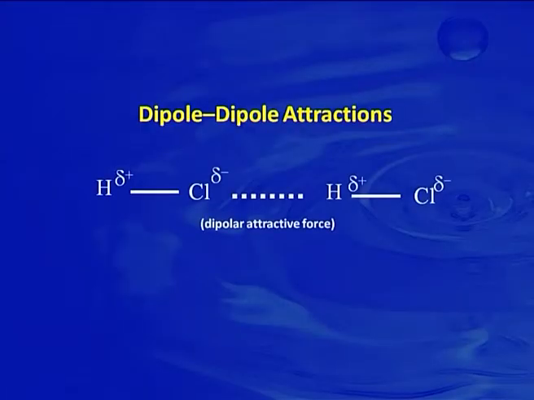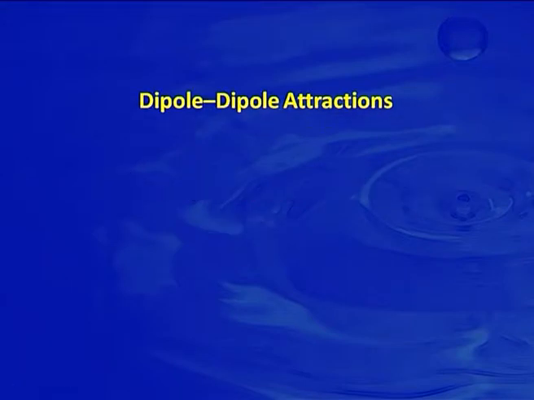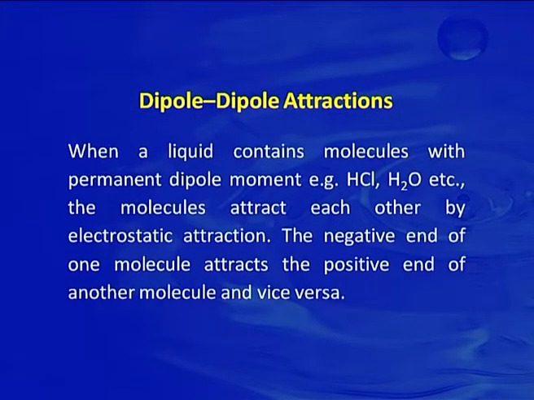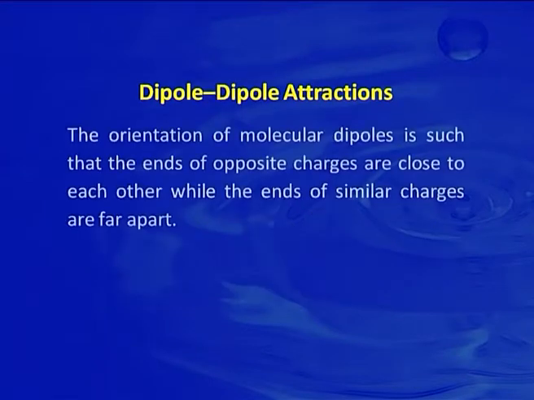Here are two molecules of HCl, H and Cl, H having the partial positive charge and Cl having the partial negative charge, and the attraction between chlorine and hydrogen, the dipole, is known as dipole attraction force. When a liquid contains molecules with a permanent dipole moment, for example HCl, H2O, etc., the molecules attract each other by electrostatic attraction. The negative end of one molecule attracts the positive end of another and vice versa. The orientation of molecular dipoles is such that ends of opposite charges are close to each other, while the ends of similar charges are far apart, as given in the diagram.